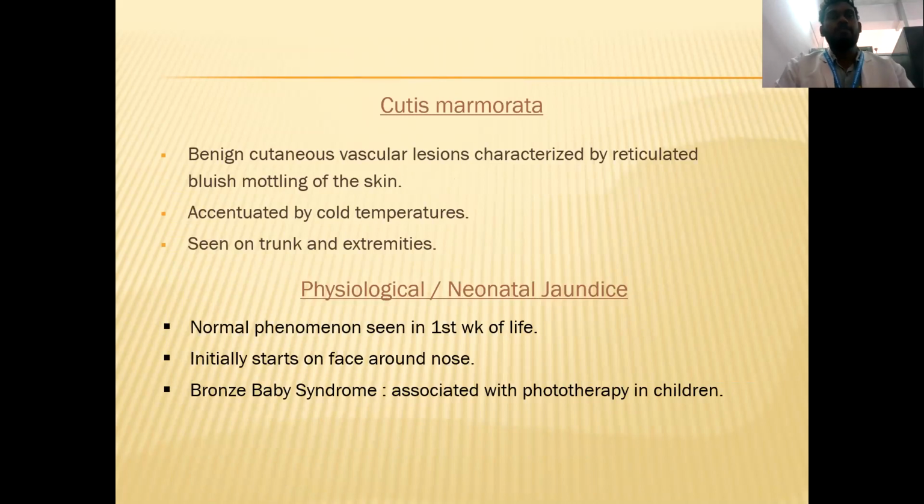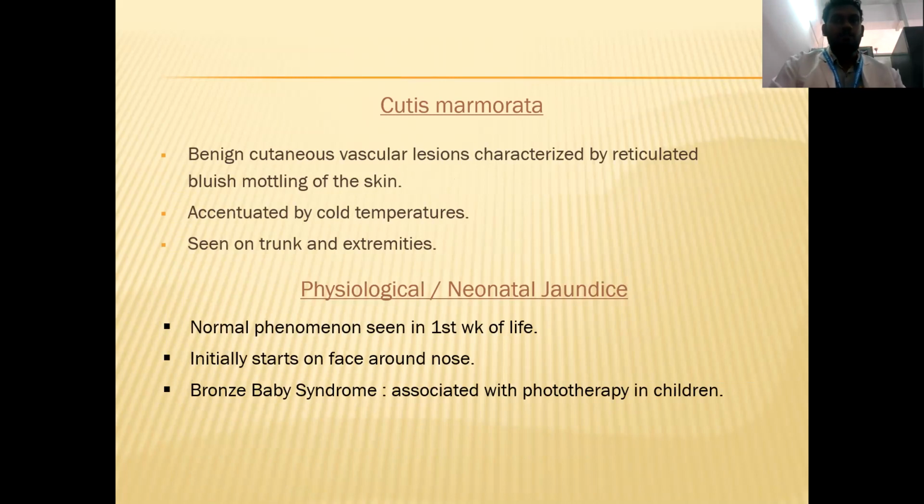Cutis marmorata is nothing but a benign cutaneous vascular lesion. This is characterized by reticulated bluish mottling of the skin. One important thing is it will be accentuated in colder temperatures. It's a physiological variant, commonly seen on trunk and extremities, and no treatment is required.